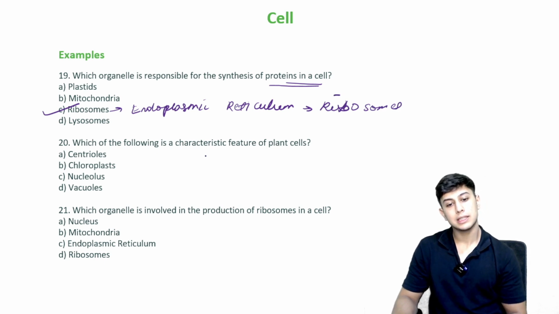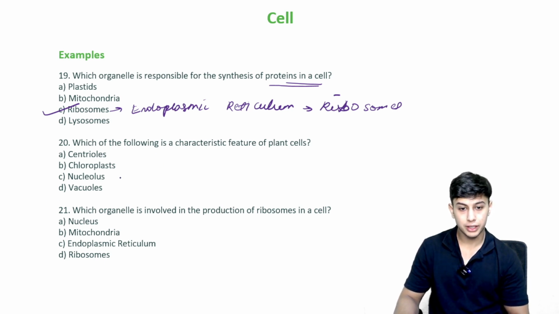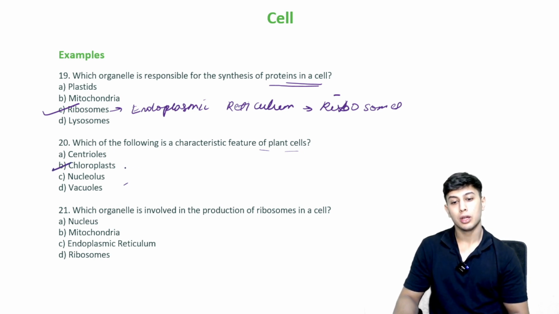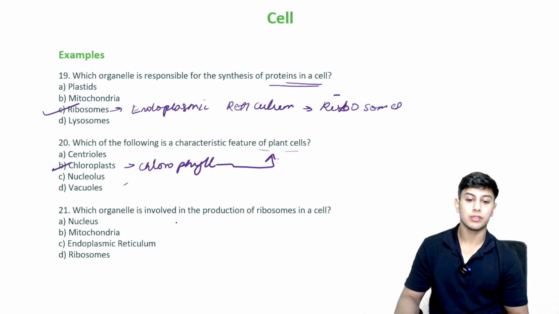Which of the following is a characteristic feature of plant cells? Centrioles, chloroplasts, nucleolus, vacuoles. So which one is a characteristic feature of plant cells? Okay, chloroplasts. Chloroplast means chlorophyll. Chlorophyll means plant. Okay.